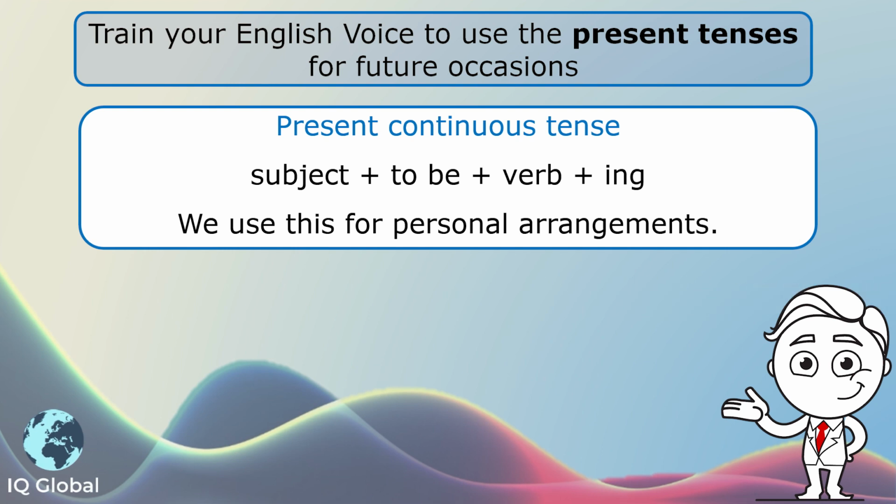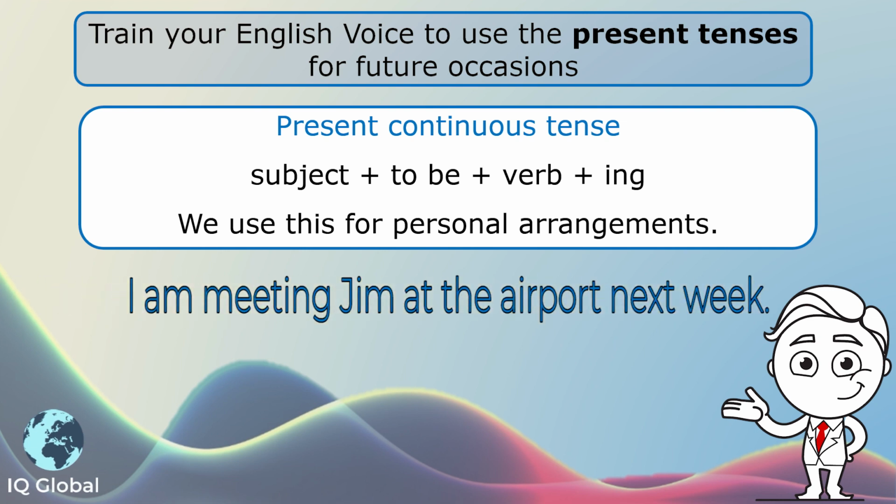Let's have a look at one more sentence example in the present continuous tense. I am meeting Jim at the airport next week. Next week tells me that this is happening in the future. Subject plus am plus verb plus ing, meeting.